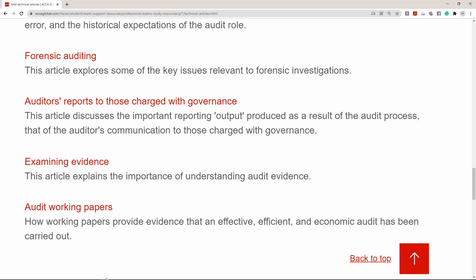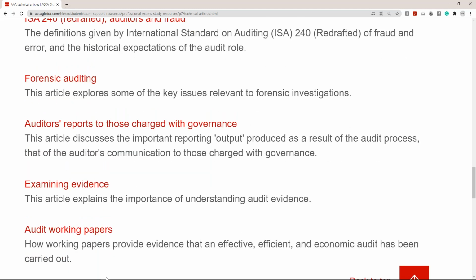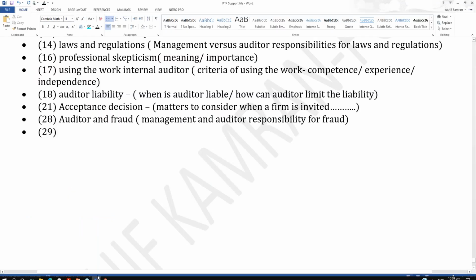So I think forensic audit, and auditor report to those charged with governance. Both will be the last two articles to read. So Article 29, forensic, and Article 30, final, which is auditor report to those charged with governance.